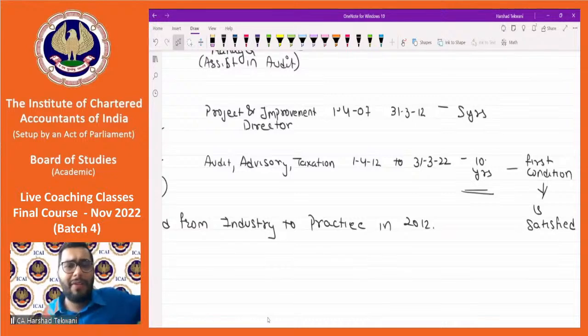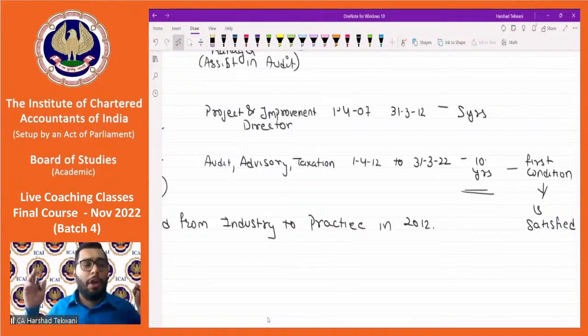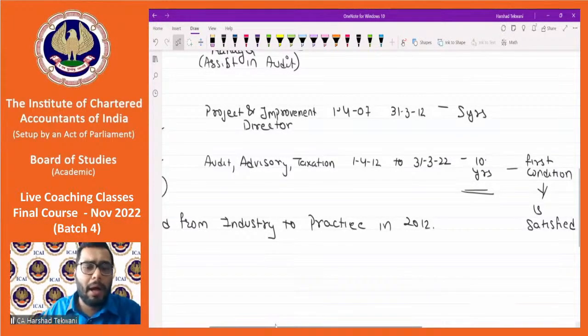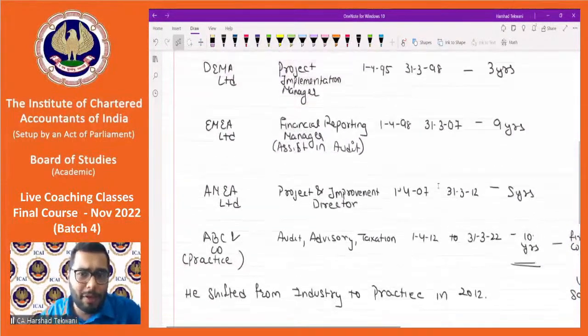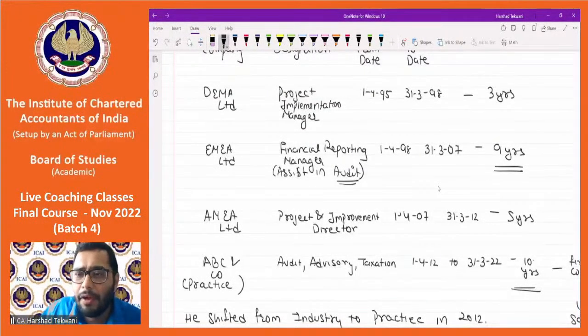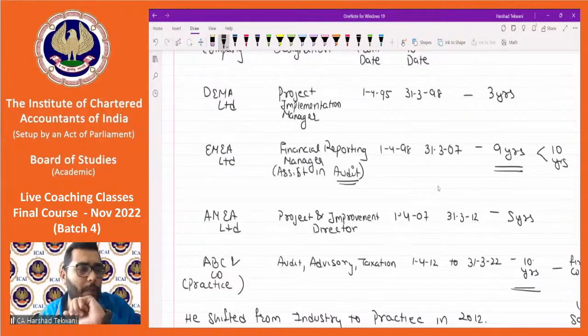I am not required to check whether he had 10 years of experience in a job plus 3 years in practice. The condition of moving from industry to practice is applicable when they don't have sufficient experience in practice. That's why their experience from the industry is counted and made equivalent to the experience in practice. However, if you apply that condition over here, this is audit experience, but it is 9 years, which is less than 10 years. So we'll say he doesn't have 10 years of experience in industry. Hence, this will not be applicable.